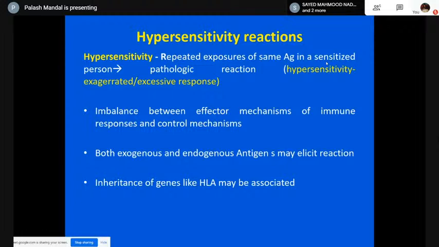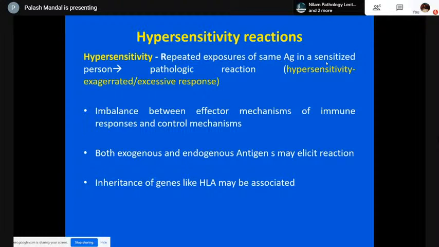But if there is a disturbance in this immune silencing mechanism, the body may start producing antibodies against its own endogenous antigens, and that leads to the reaction known as the autoimmune reaction. Autoimmune, self immunity, means antibodies produced against self antigen.